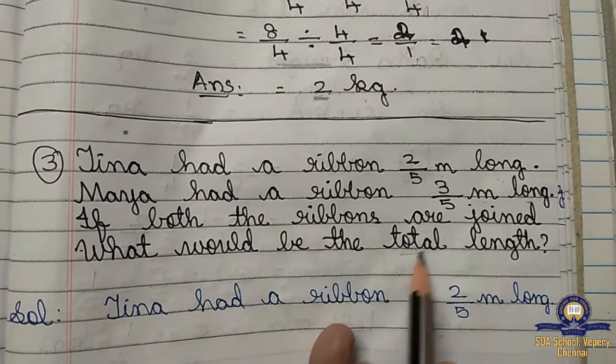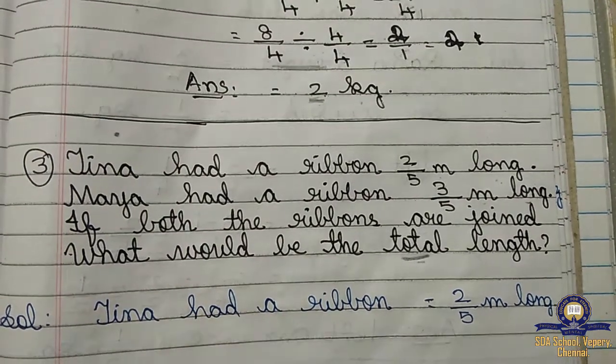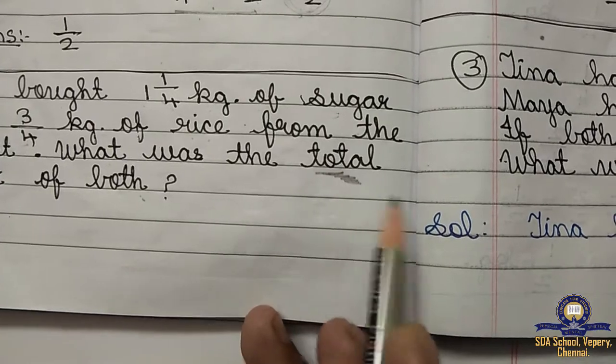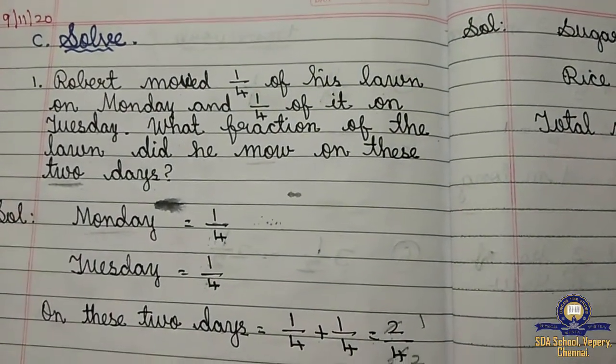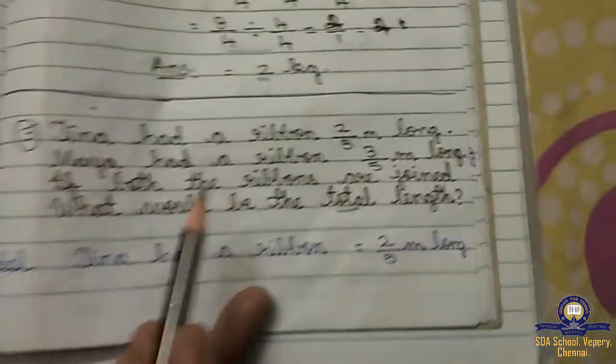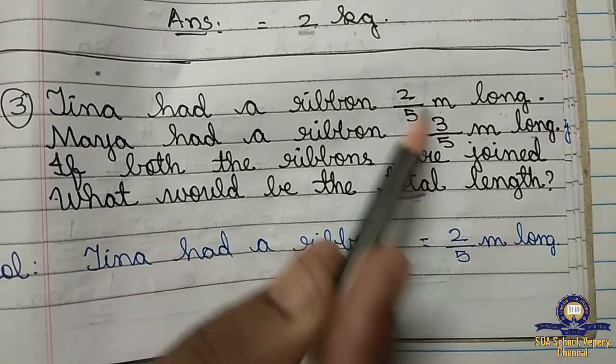See, total means you have to add, children. Can you see in the second sum also, total? And see here, 2 days. These 2 days. So what is this? Addition sign. You have to add. Understood children? You have to read the question so that it will be very easy. So both these lengths you have to add.